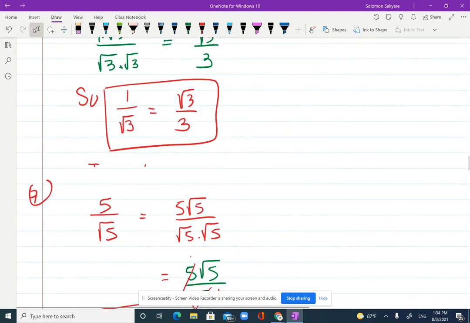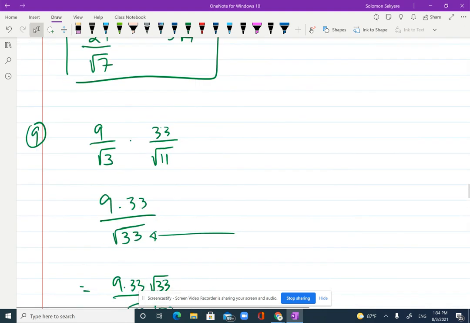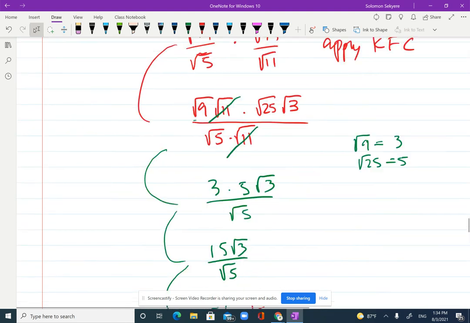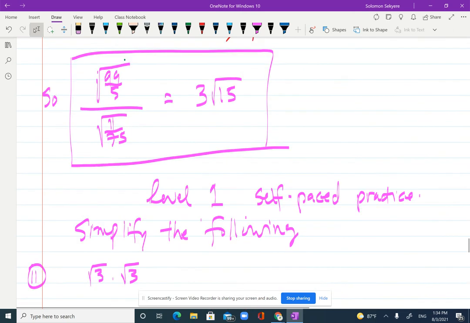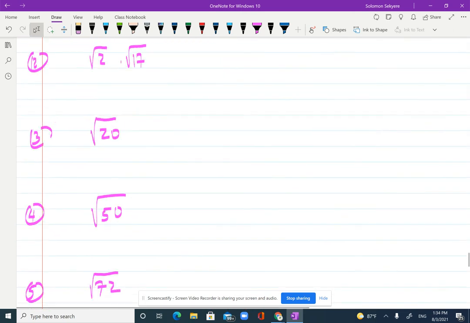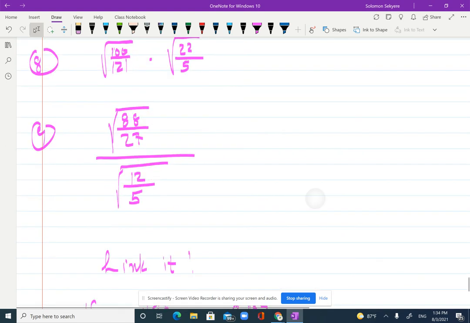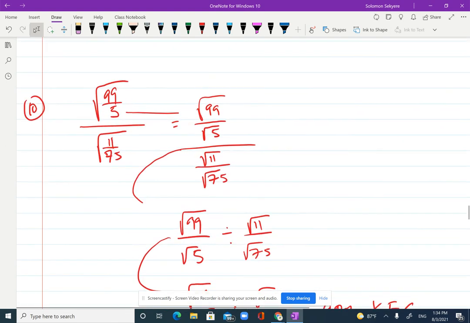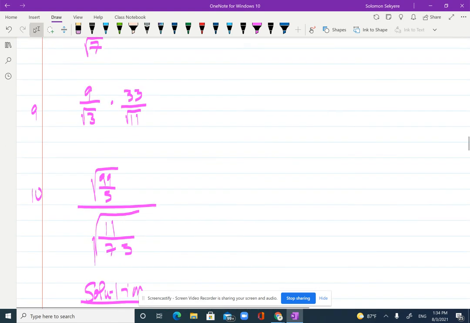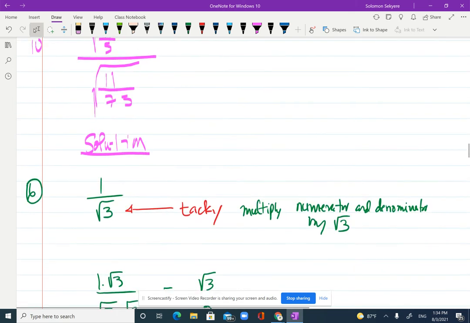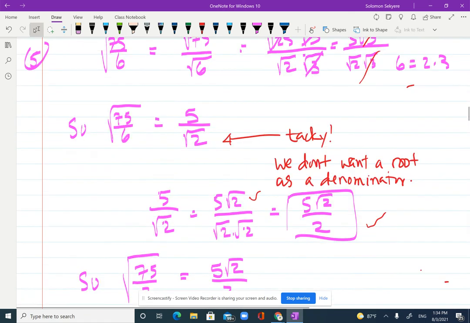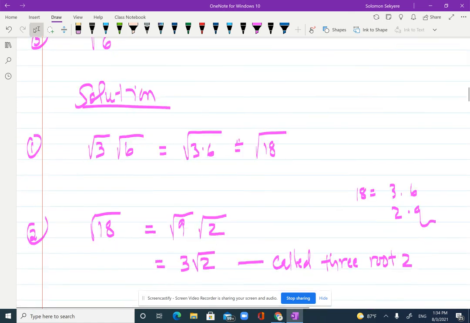All right, and I'll send you to iExcel. Let me see here if I have it right here for you. So I'm going to leave this as a level 1 exercise here for you. Go over this before we meet in class.